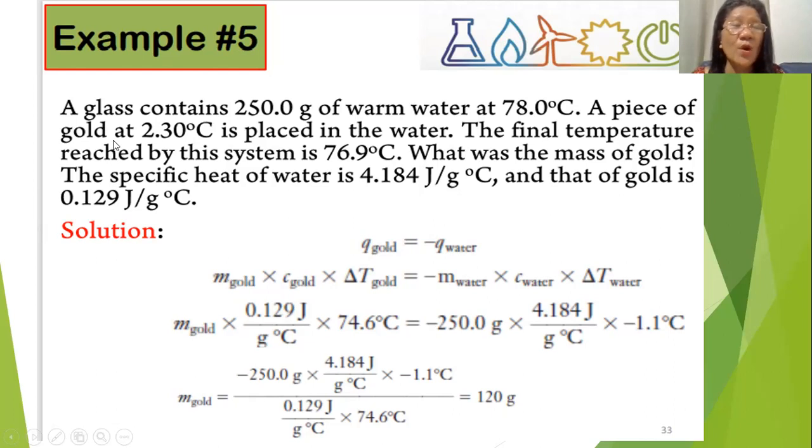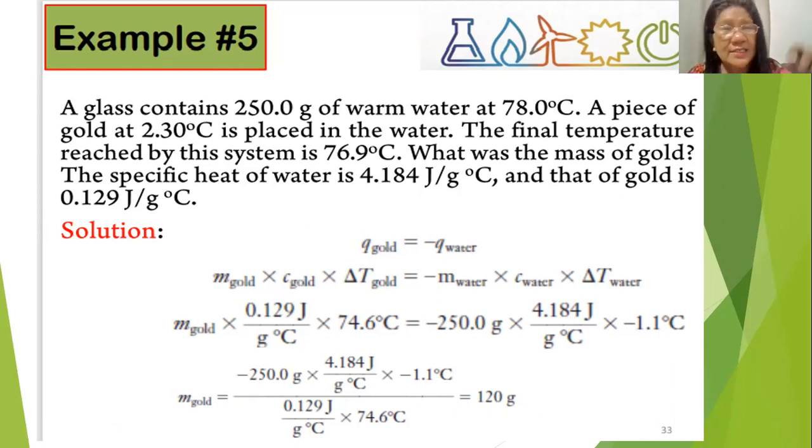Then a piece of gold, which has a temperature of 2.3, is placed in the water. So if you have a beaker, for instance, this beaker has warm water. The beaker has 250 grams of warm water. What's the temperature of your warm water?